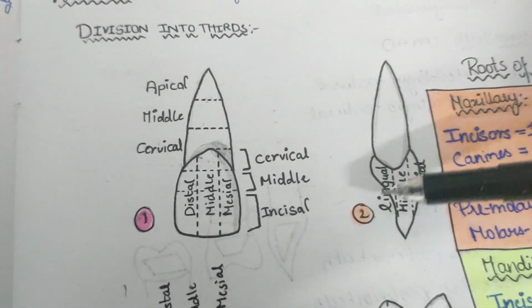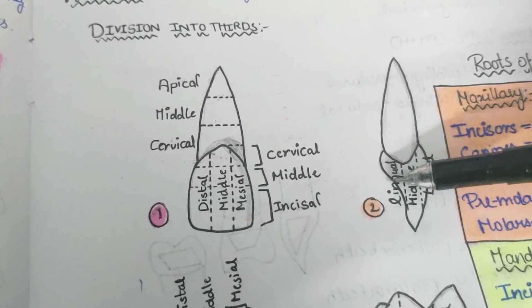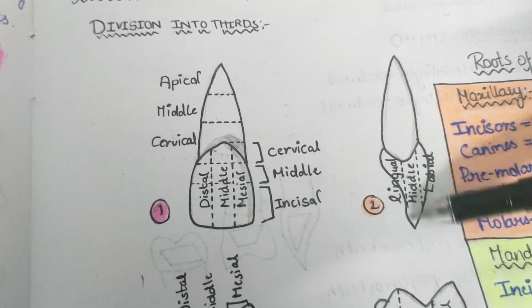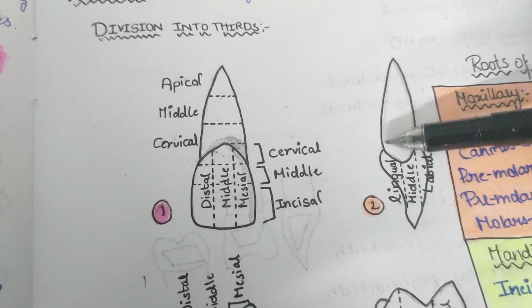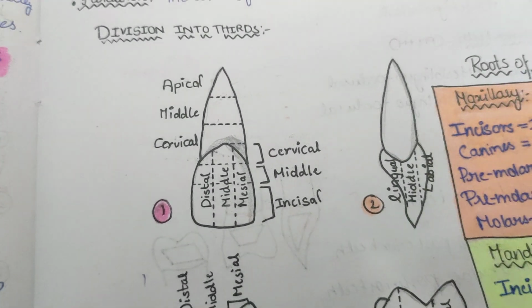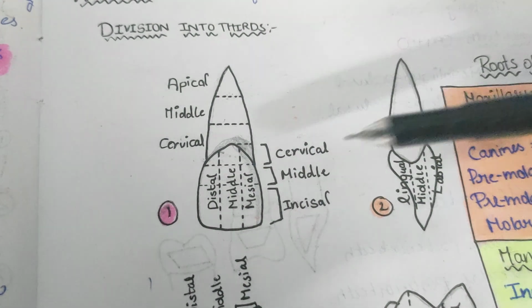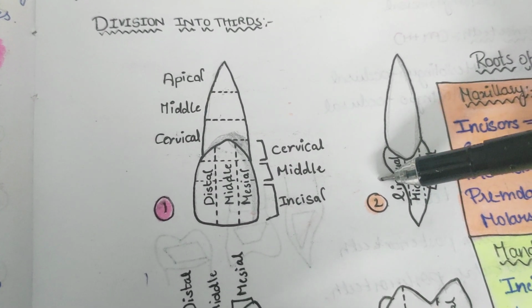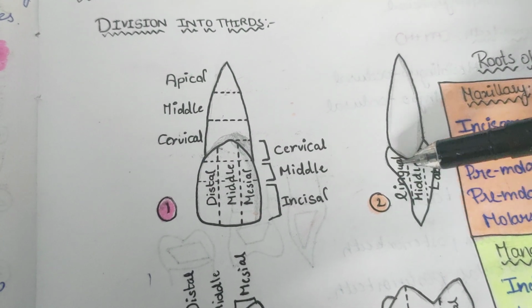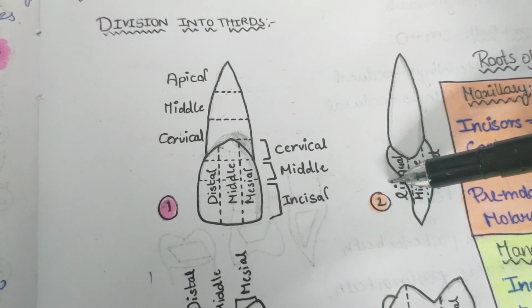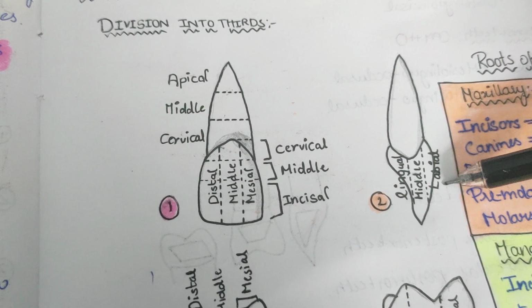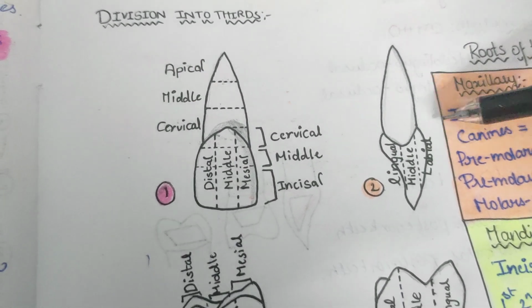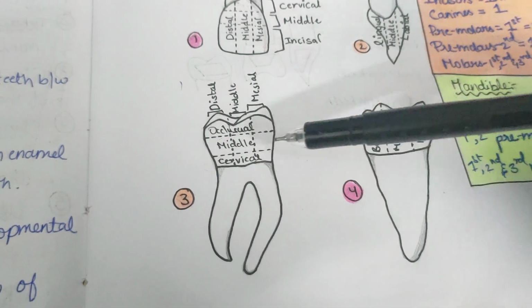Here the second picture shows the sagittal section of incisor. Here it is facing the tongue, so it is known as lingual. In case of maxillary, it is palatal. Then middle, then labial. Labial is towards the lip.